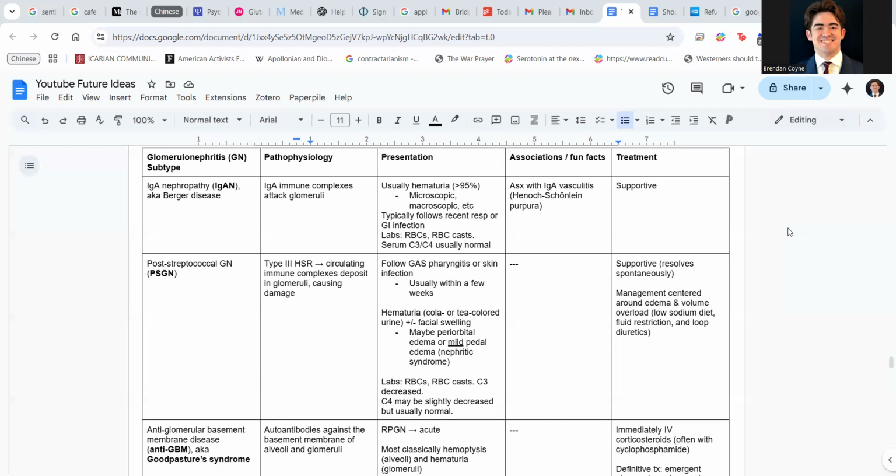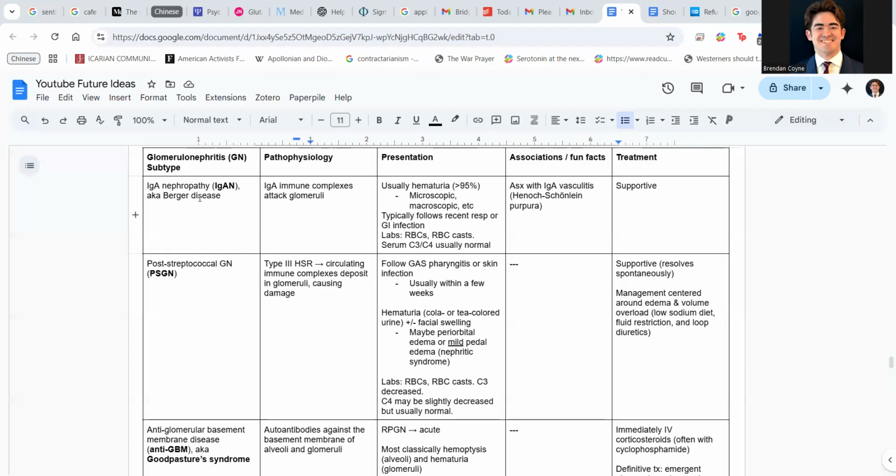So just as a review, GN as a whole will generally present with either AKI or proteinuria or hematuria. And it may or may not also have leukocyturia, which is white blood cells in the urine. And they also often have findings on microscopy, so either red blood cell casts or white blood cell casts, and so on and so forth. So once you correctly identify a patient has glomerulonephritis, let's make sure you'll be able to comfortably distinguish between the different subtypes. On this table right here, I broke it down into GN subtypes, pathophysiology, presentation, some associations, and treatment.